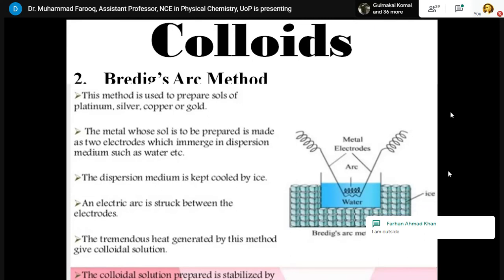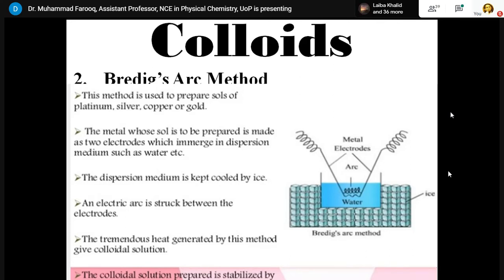Means when we pass electric current, heat will be produced. When heat is produced, the electrode will get heated, so they will get evaporated, and they will leach out from the surface of the electrode, and they will come out into the water. So for example, this is the atom, ion, or molecule, whatever it is. They will leach out into the water, and the colloidal solution will be formed. So this is another method which is called the Bredig arc method, or simply we call it the arc method also.